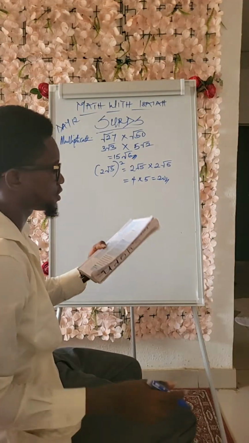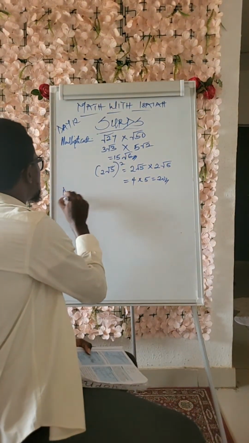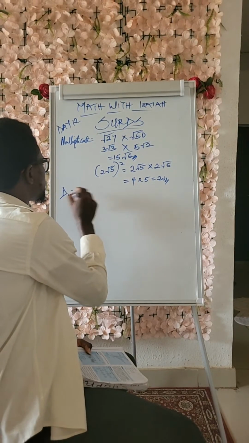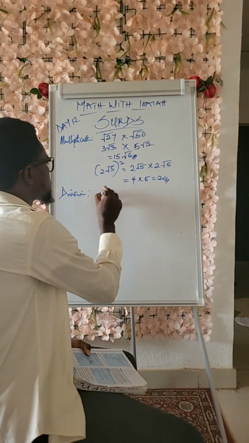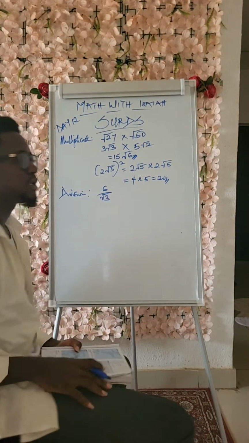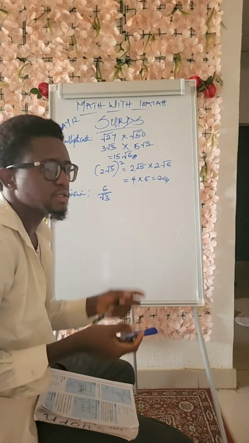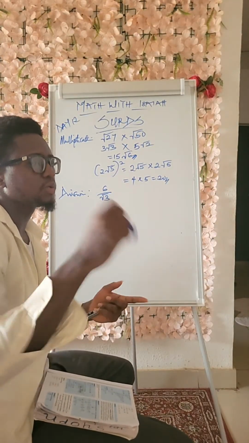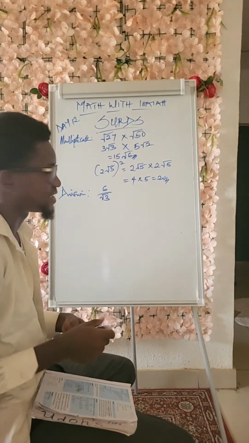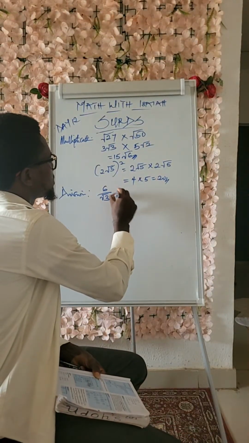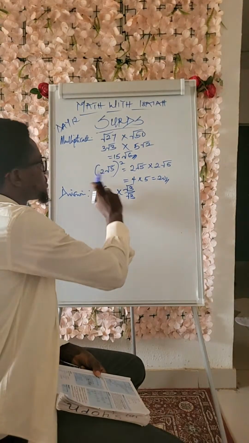I want to quickly do division. Division has to do with rationalizing. They call it rationalizing numbers. Now rationalize the denominators of the following. This is 6 over root 3, for instance. When you want to rationalize, you multiply the numerator with the root and you multiply the denominator with the root. So this is what I mean: times root 3 over root 3.